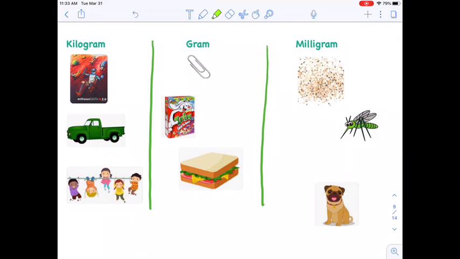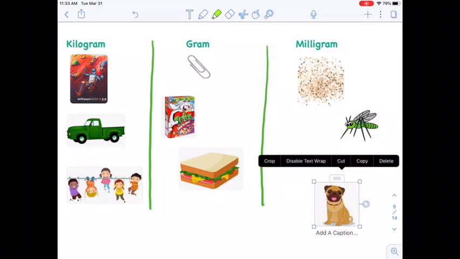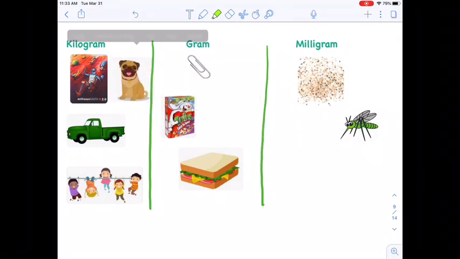One more to go. What about this dog? Where do you think it goes? What measurement would be appropriate for a dog? Milligram, gram, or kilogram? I agree. A kilogram would be most appropriate because he definitely weighs more than a paperclip.